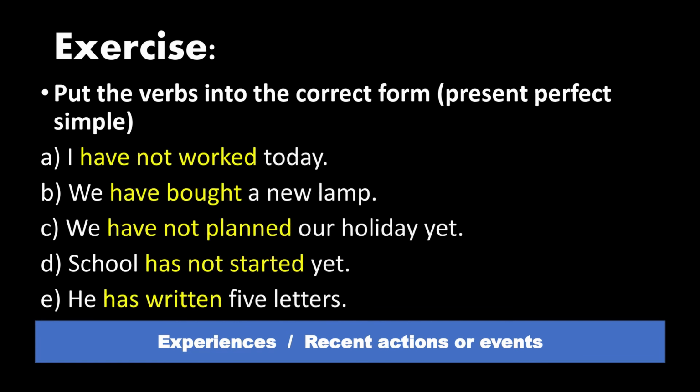First one, I have not worked today. Here I is the subject, have is the helping verb in simple present, and not is the negative form, plus the past participle of the verb work, and it is worked. Third form is worked. Second, we have bought a new lamp. C, we have not planned our holiday yet. D, school has not started yet. E, he has written 5 letters.